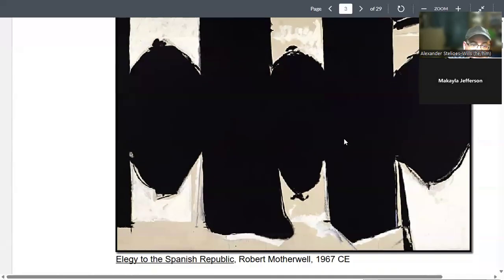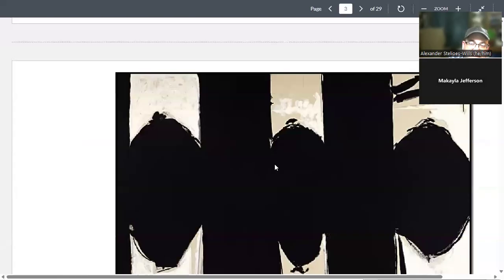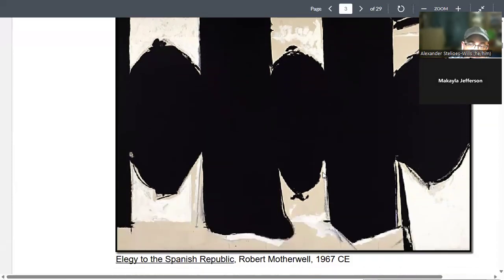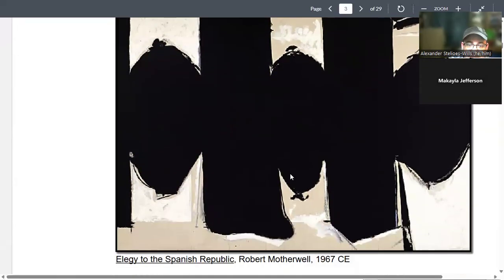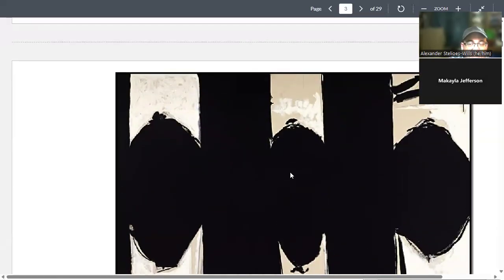Okay. So Elegy to the Spanish Republic. We've got the title, we've got the artist, we've got the date. It is a painting. The thing about Motherwell is that he did a lot of paintings, both as oil paintings and also in acrylic versions. I have not yet gotten direct confirmation as to this particular version of Elegy for the Spanish Republic, because he certainly did some that were fully in oil, and he certainly did some that were in acrylic. I'm not sure which one it is. I do know it's a painting, but I cannot be certain.